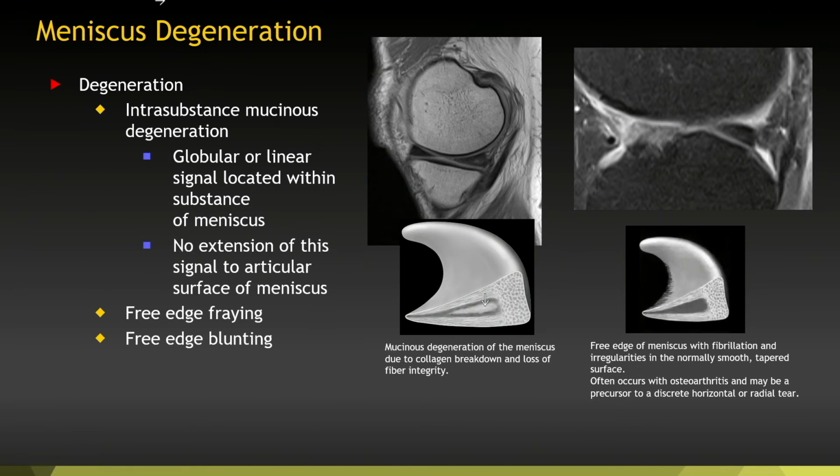So what are the pathologies that we see on the meniscus? We have degeneration and tears. Those are the main pathologies that we see in the menisci. The degeneration is presented as intrasubstance mucinous increased signal. It can be globular in appearance or more like linear increased signal. It's normally seen starting in the posterior horn, but it tends to extend into the body and anterior horn. One of the characteristics to differentiate between meniscus degeneration and meniscus tear is that there is no extension of this abnormal signal into the articular surface of the meniscus. You can see association with the free edge.